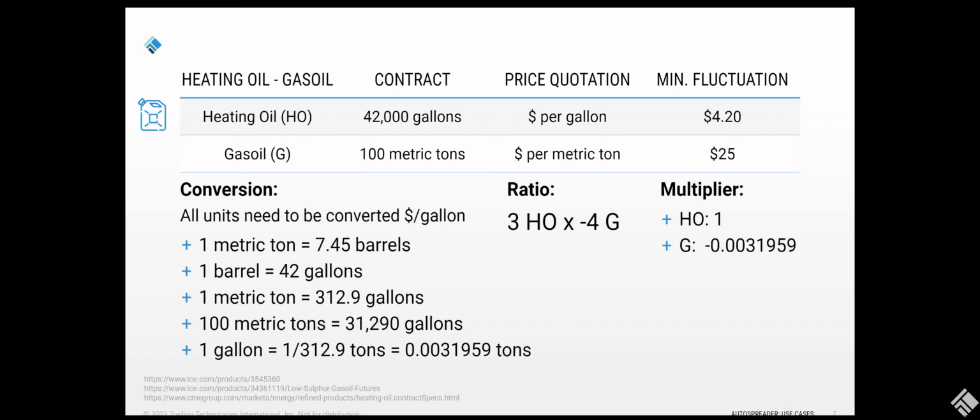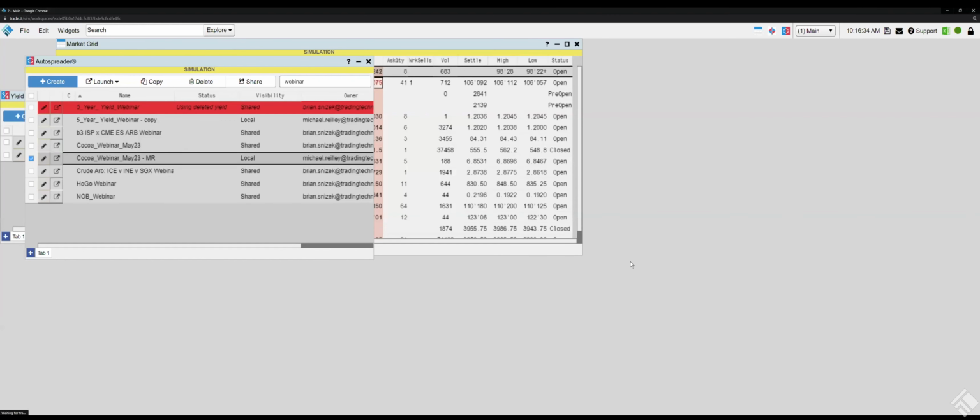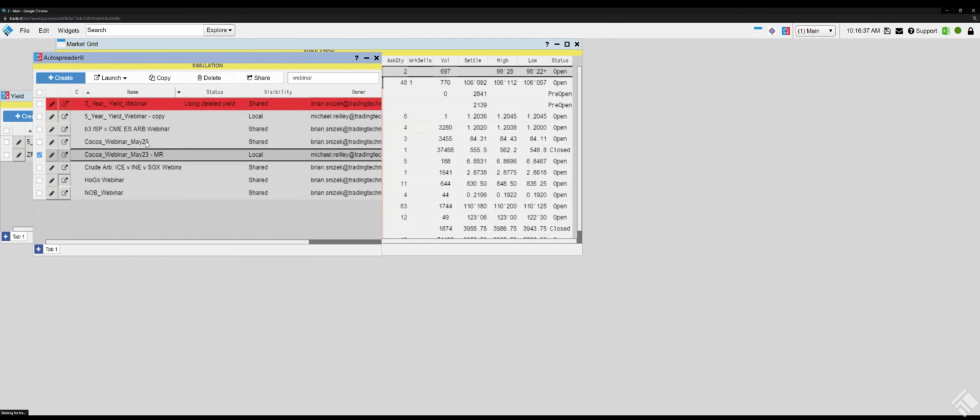Once we have our ratio, we still need our multiplier so that these, again, are like for like. In this case, we go down to the lower left. Again, we need to get the metric tons converted into a gallons multiplier. So in this case, we have 1 gallon, which is going to be equal to 1 divided by 312.9 tons, giving us our multiplier value. Okay. So in this case, we can go back to our workspace here.